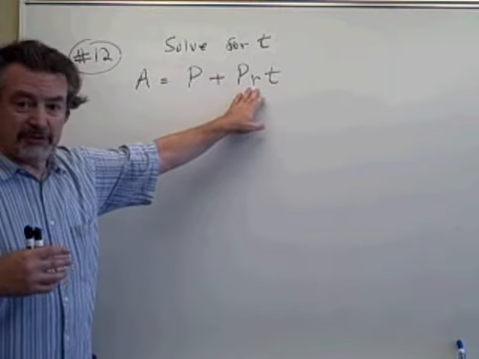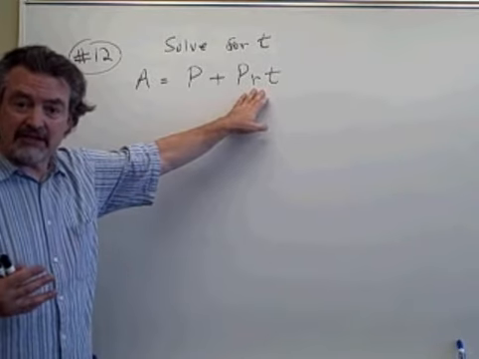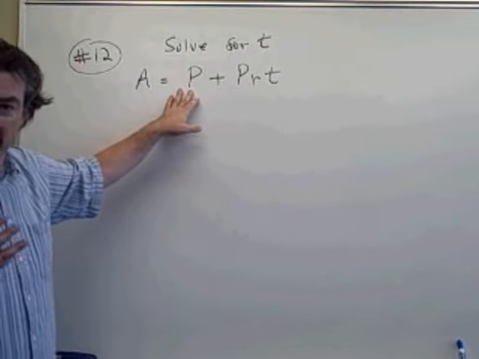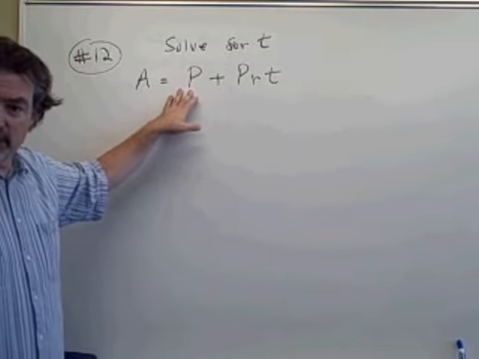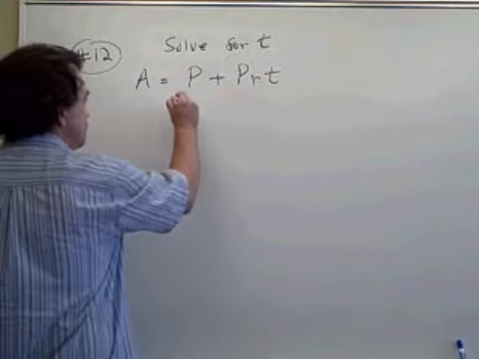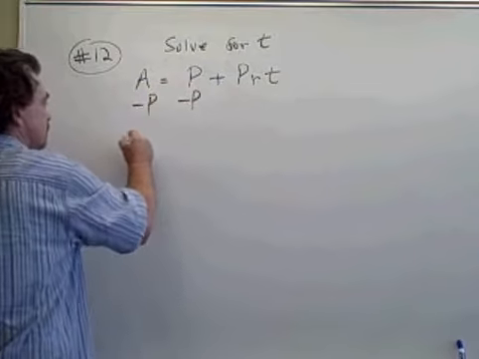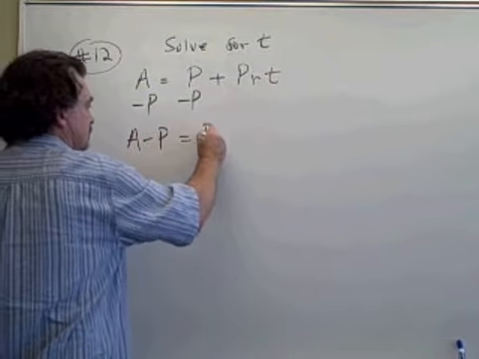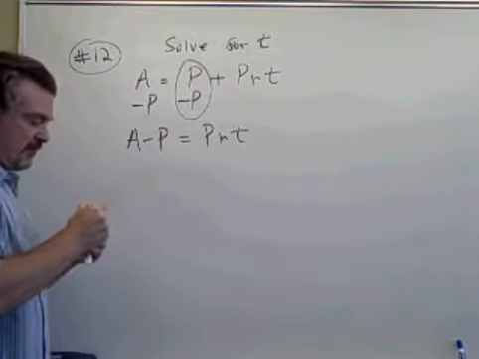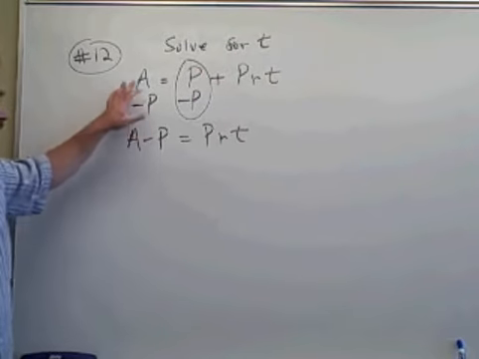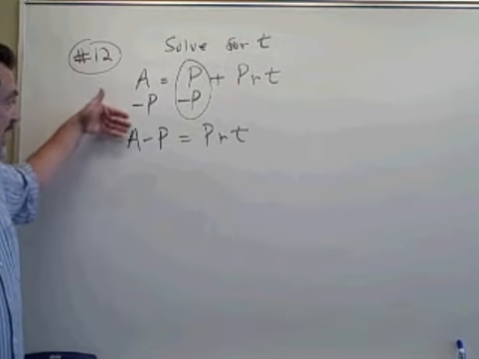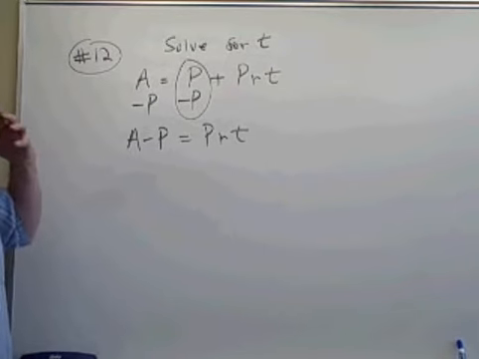Well, right now, the term that has the t is not isolated. It's also with this p term on the right side of the equation. So my first step would be to remove that term. P minus p on this side of the equation gives me 0, and if I then subtract p from the other side to keep my equation balanced, I have a minus p.